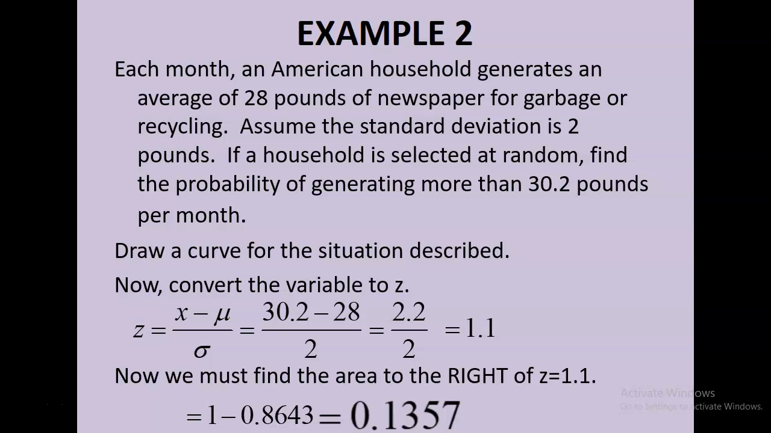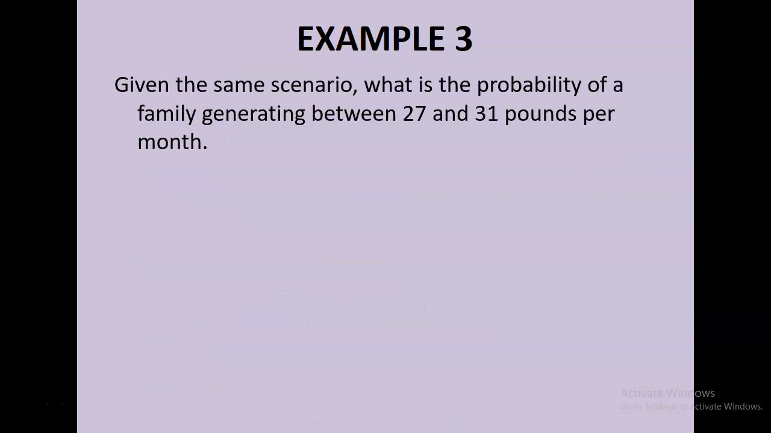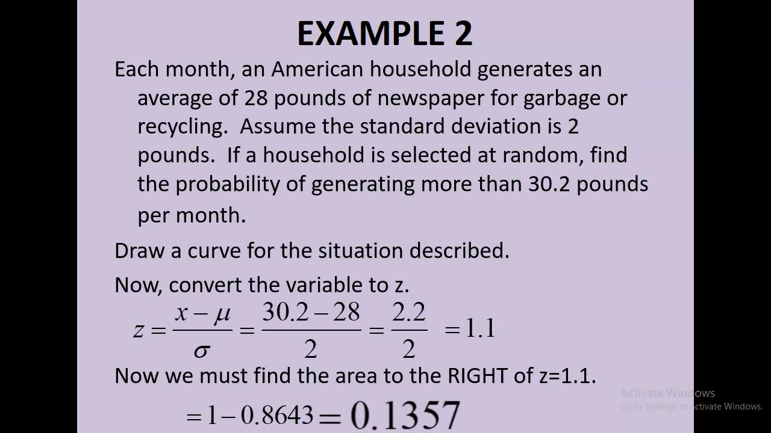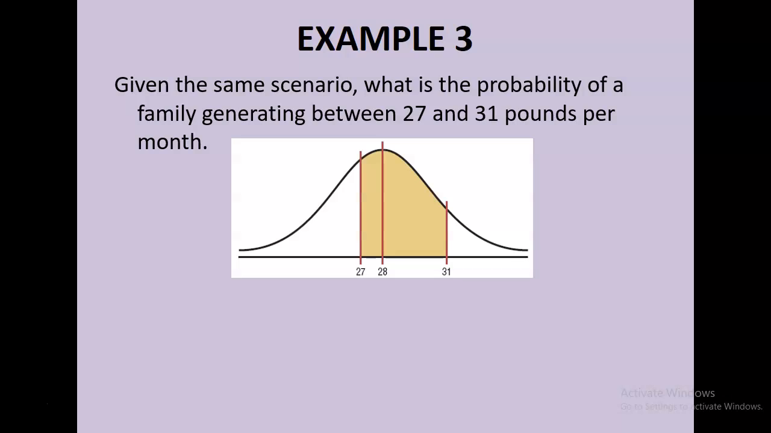Okay, so we've looked at a situation to the left and a situation to the right. Say we were looking at the same scenario now, where we're dealing with the amount of recycled paper or newspaper for garbage and recycling. The mean was 28, and now we want to look at a family generating between 27 and 31. Now we're looking at the same situation, but we have two values that we're trying to come between.